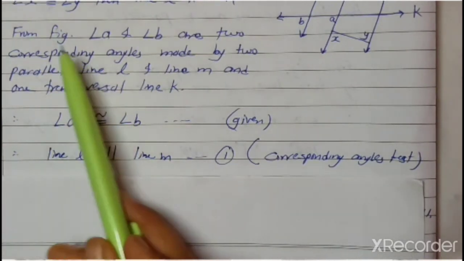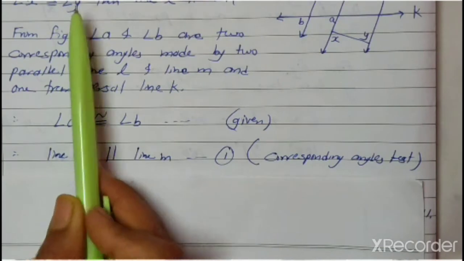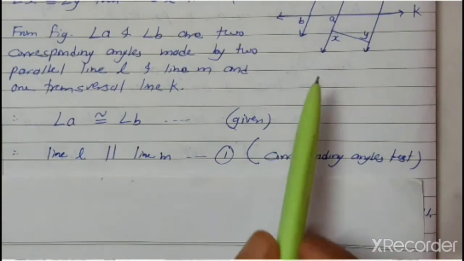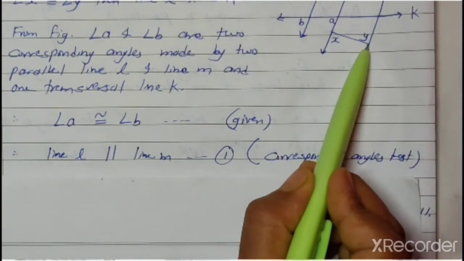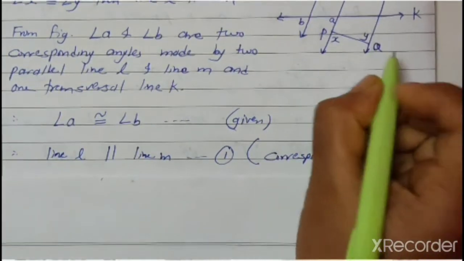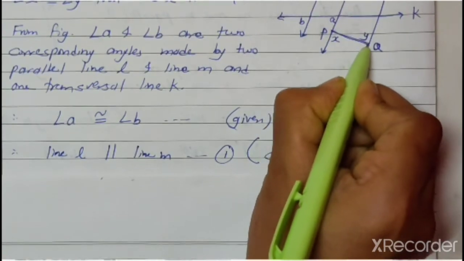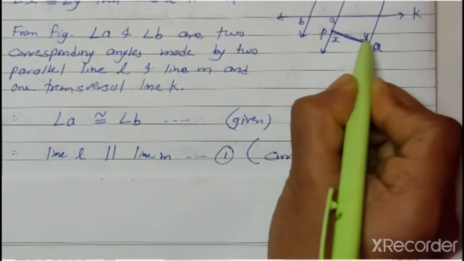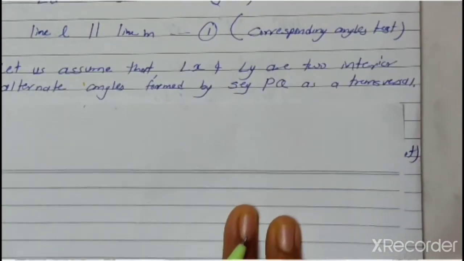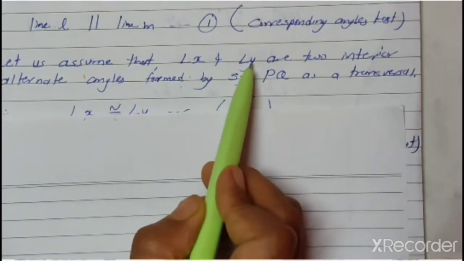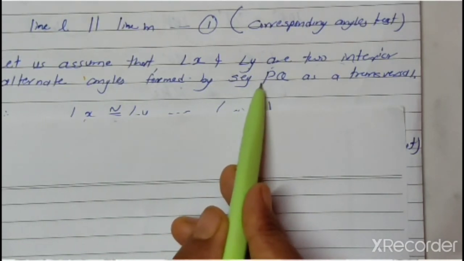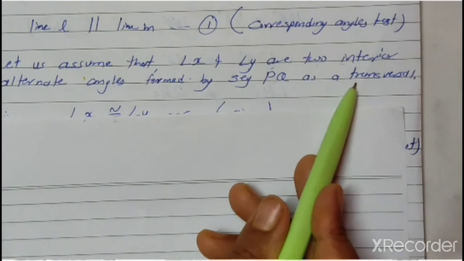Now let us use these two angles, angle X and angle Y. In this figure, these two angles are made by one segment. The name of this segment is not given, so here I am taking it as segment PQ. This segment PQ is a transversal which forms these two interior alternate angles. Let us assume that angle X and angle Y are two interior alternate angles formed by segment PQ as their transversal.